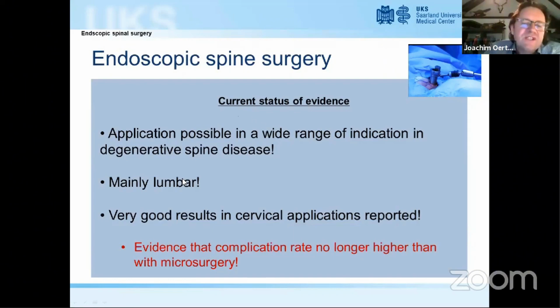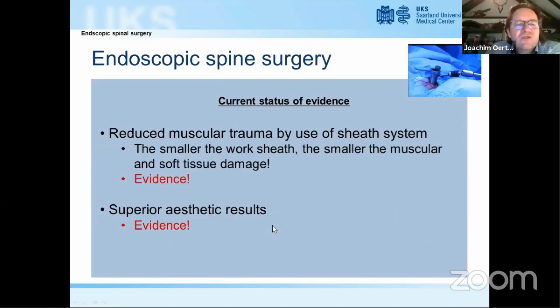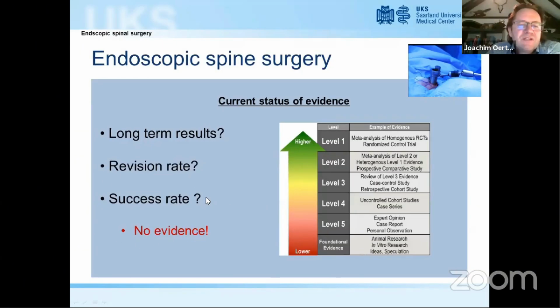In all these recent randomized studies, we have evidence that the complication rate is no longer higher than with microsurgery. We have evidence that the reduced muscle trauma by use of sheath systems or pure endoscopic systems gives better results. We have less muscle pain, less muscle scarring, and because of the small skin incision, superior cosmetic results. These two things we have evidence for from the randomized studies.